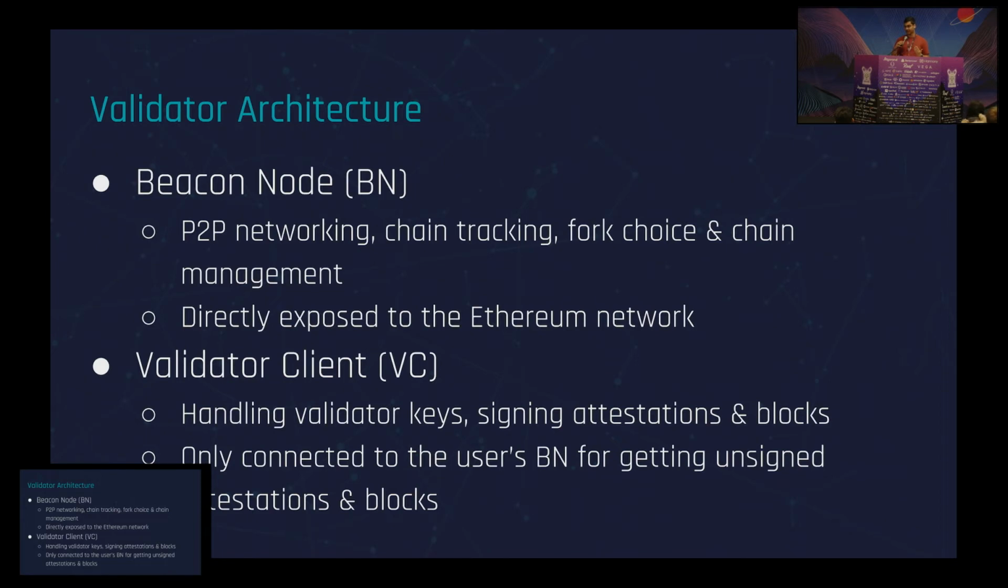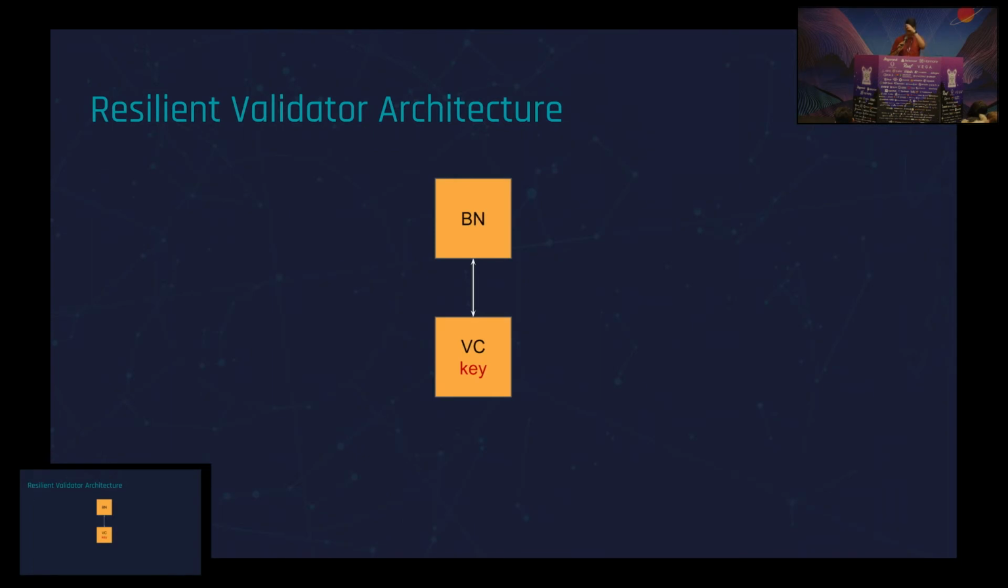The validator client is a more private instance. It communicates only with your beacon node. And the most important point to note here is your validator client has direct access to your staking key. So you really don't want to expose it anywhere else except your beacon node. So this is the architecture today, and clearly you can see that there's only one place where the key exists.